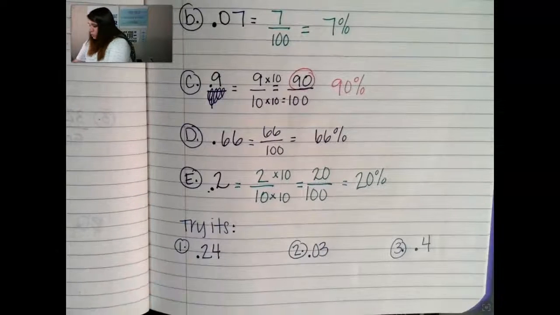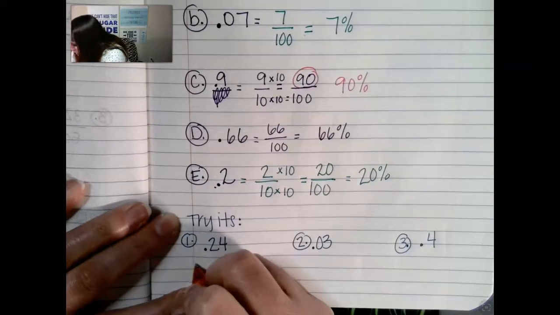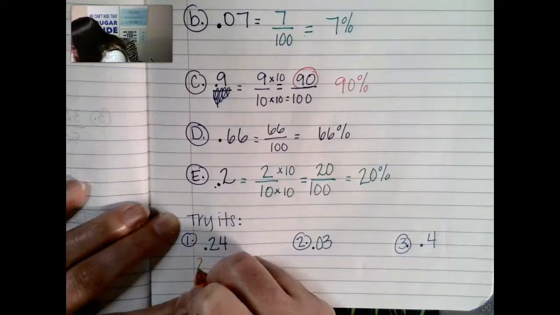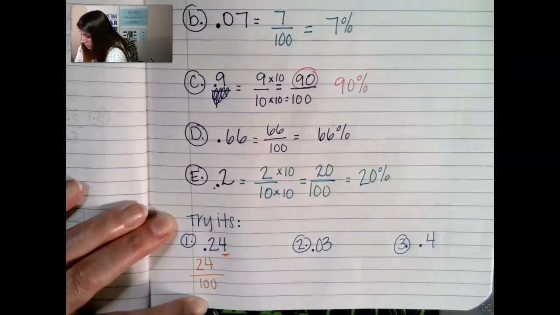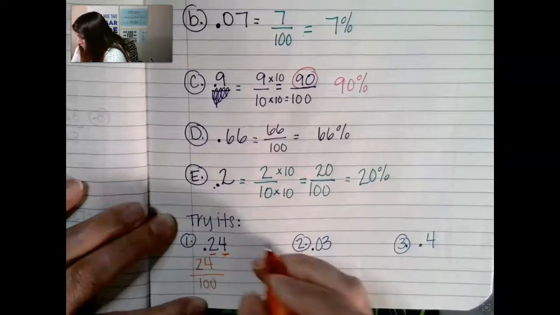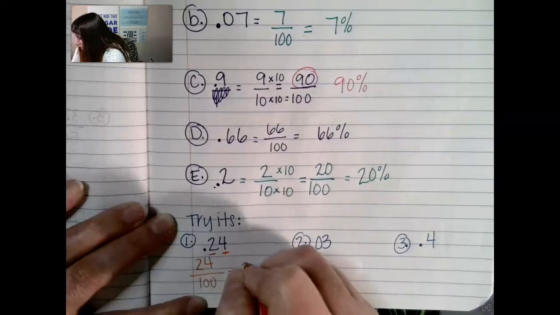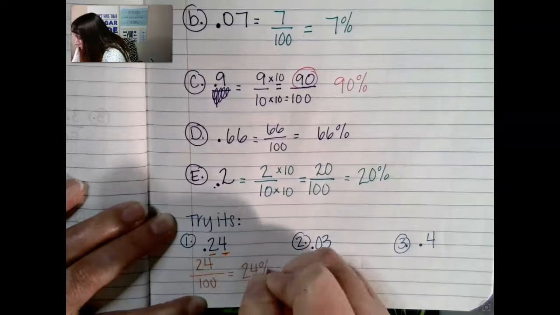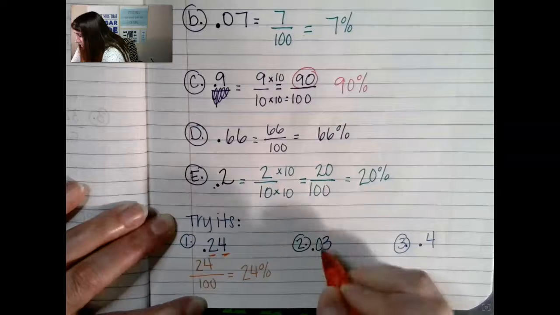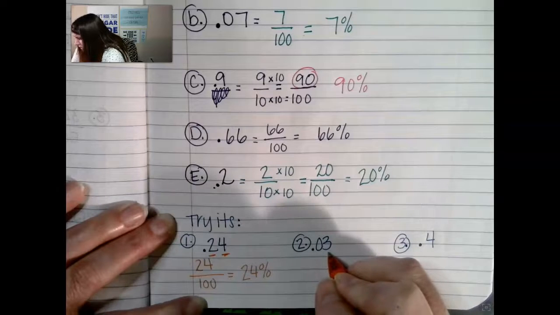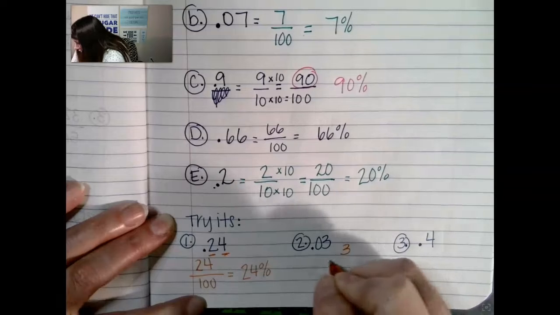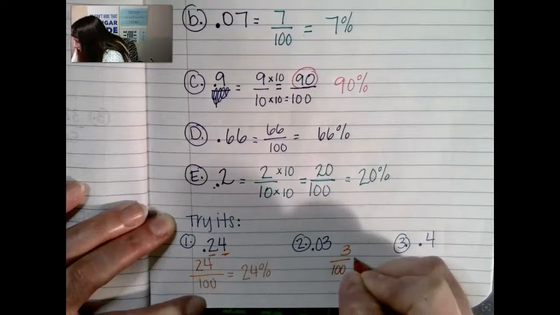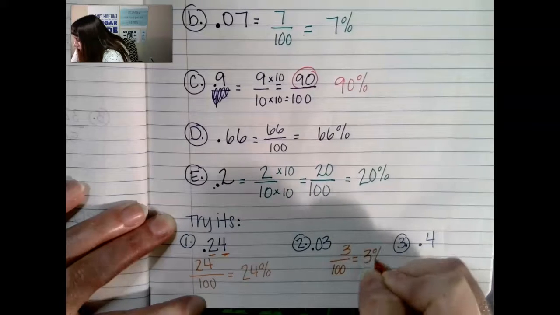All right, so 24 hundredths. I know that this is the same thing as 24 over 100 because it's in the hundredths place. 2 spots after the decimal means 2 zeros. 24 over 100 equals 24%. All right, this one's in the hundredths place, but it's weird because it has a 0 there, but it's still like saying 3 hundredths. And 3 hundredths is equal to 3%.